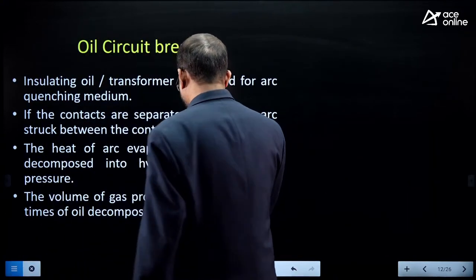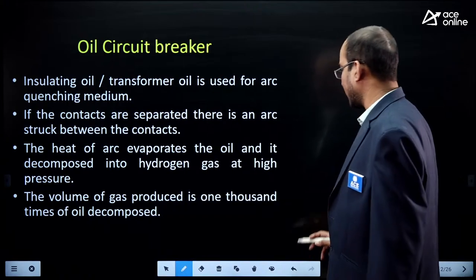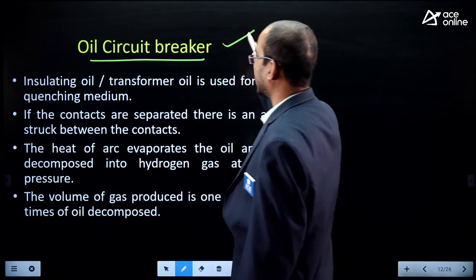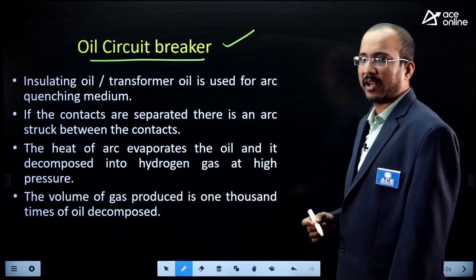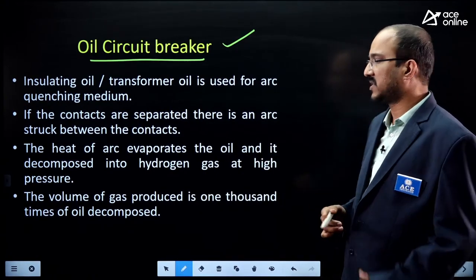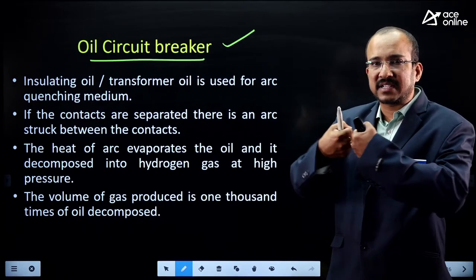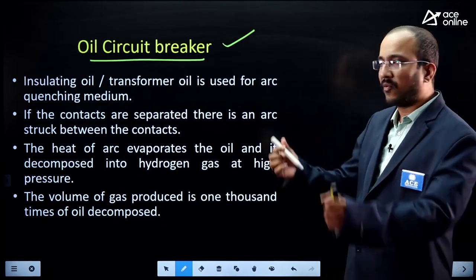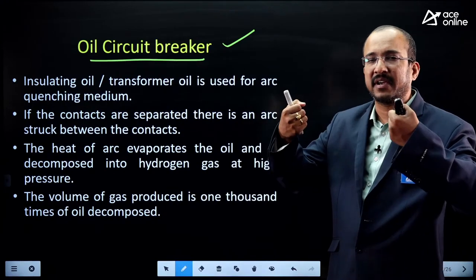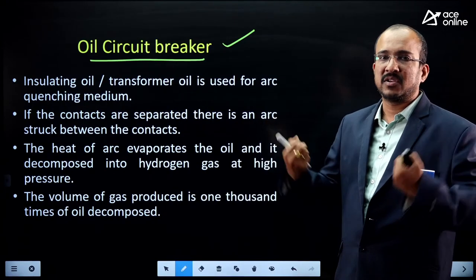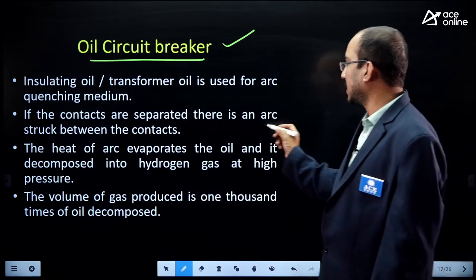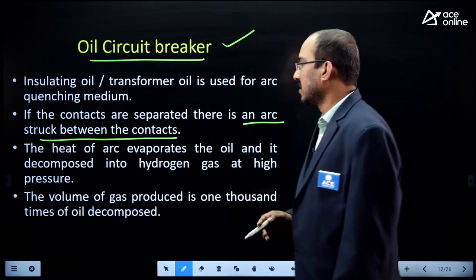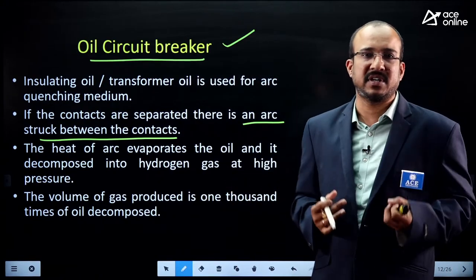Now coming to the next one, that is oil circuit breakers. So the next insulating medium is what? Oil circuit breakers. Insulating oil or transformer oil is used as an arc quenching medium. Here the contacts are separated in the medium of what? Oil. Whenever the contacts are separated in the medium of oil, the arc strikes between the contacts. So what happens whenever the arc formation takes place?